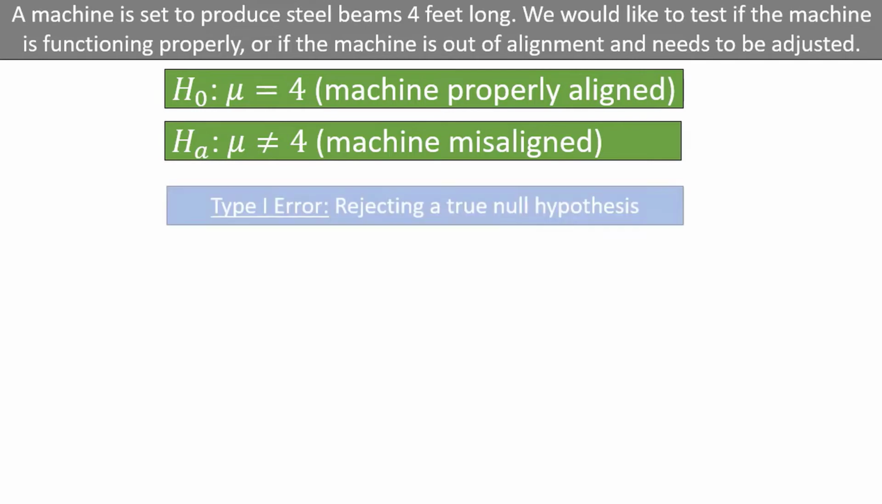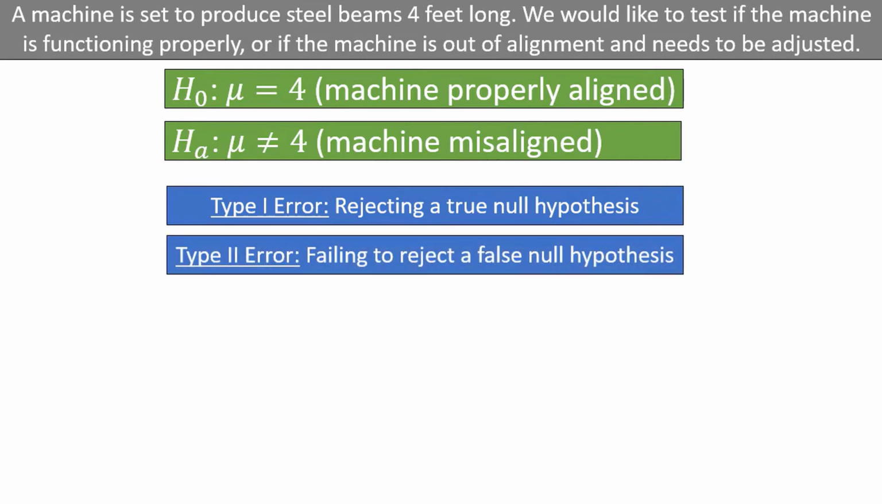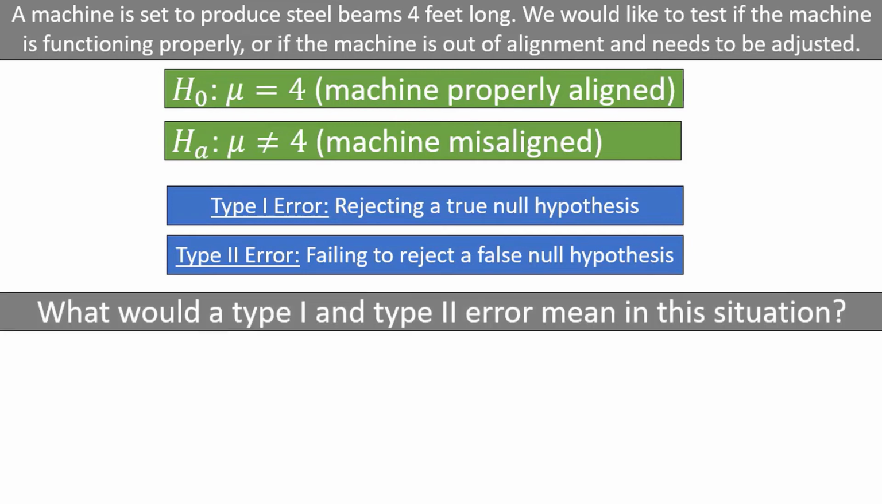Remember that a type 1 error occurs when we reject a true null hypothesis, and a type 2 error occurs when we fail to reject a false null hypothesis. Take a second to pause the video and think about what the type 1 and type 2 errors would be in this circumstance.